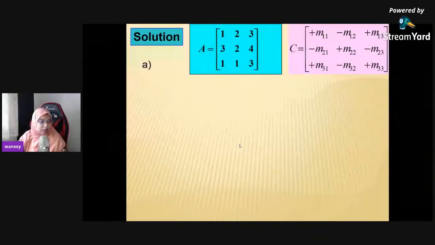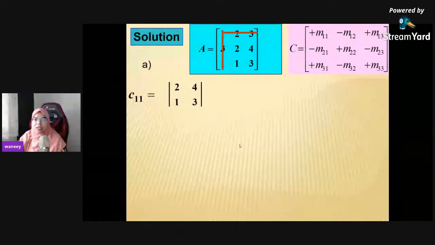Okay, so A is 1, 2, 3, 3, 2, 4, 1, 1, 3. C11: deleting first row, first column, we got 2, 4, 1, 3. We have to calculate the determinant of 2, 4, 1, 3. So we got 6 minus 4, so the answer is 2.